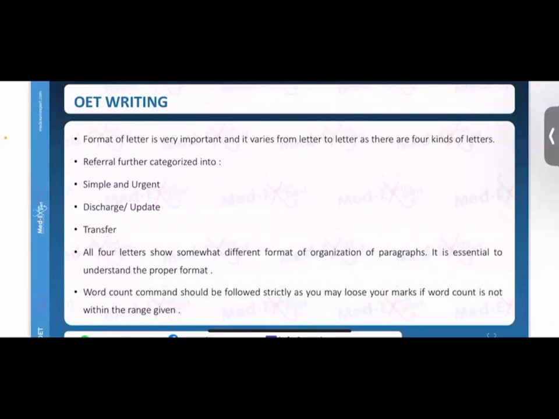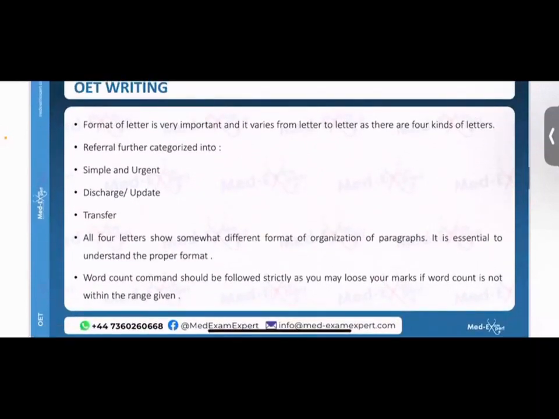So in general, there are 4 kinds of letter writing tasks in OET. And don't get confused if you have case notes for an update letter, like if there is a writing instruction for an update letter, it is exactly similar to a discharge letter. So we can say that update letter is another name for discharge letter. All four letters show somewhat different formats of organization of paragraphs. It is essential to understand the proper format.